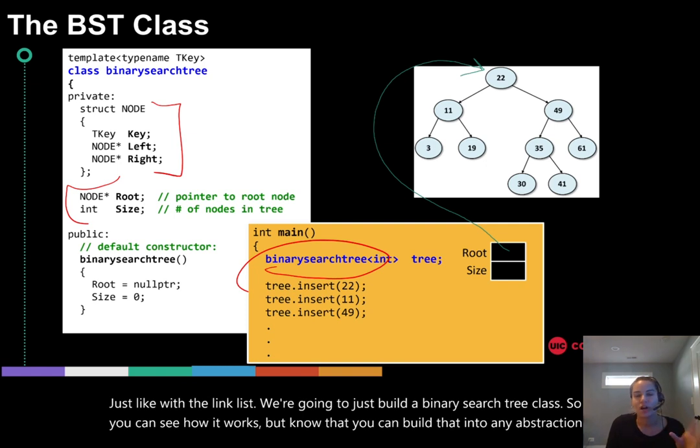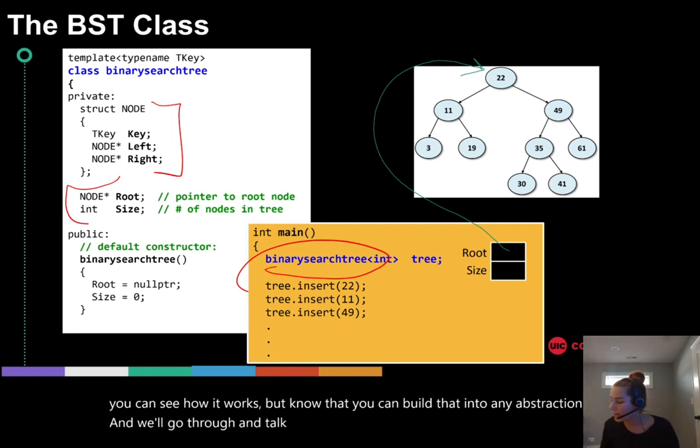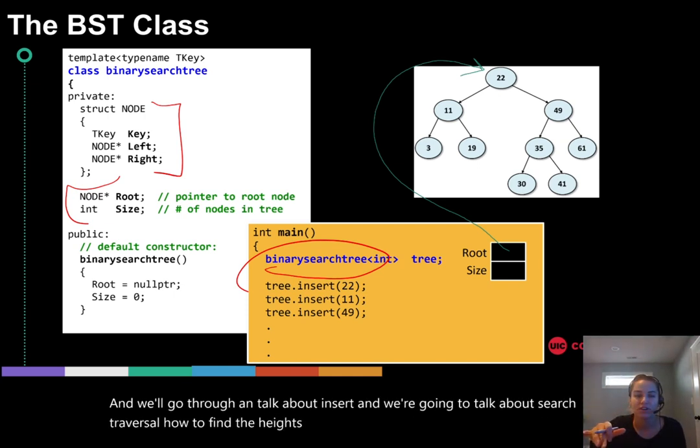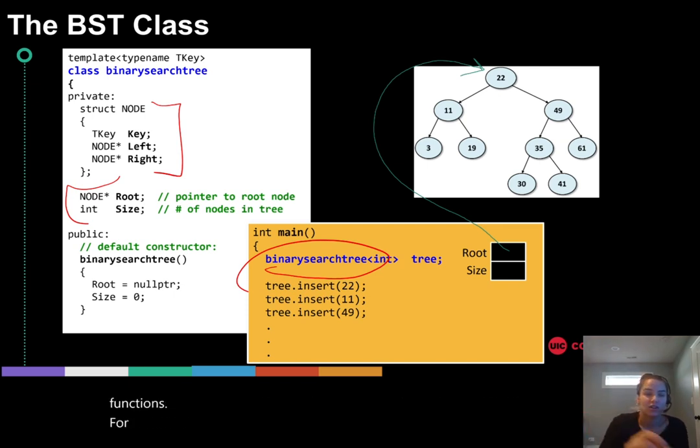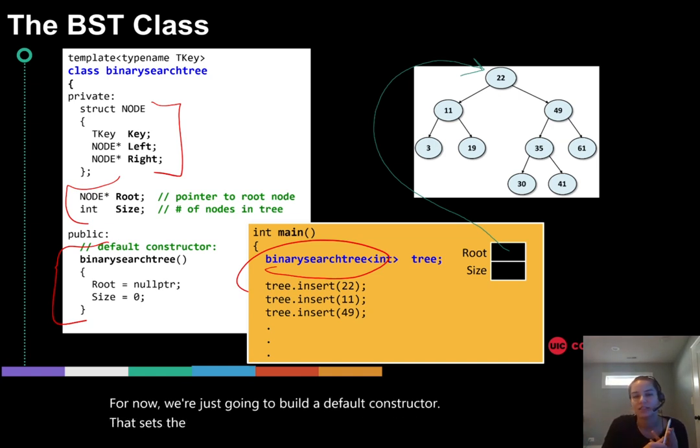We'll go through and talk about insert, and we're going to talk about search, traversal, and how to find the height, so we'll work through all of those member functions. For now, we're just going to build a default constructor that sets the root node to null and the size to 0, and then we'll let insert build the tree from there.